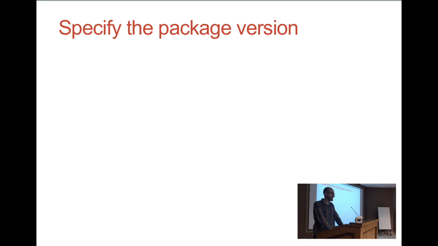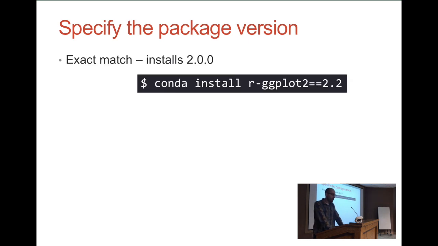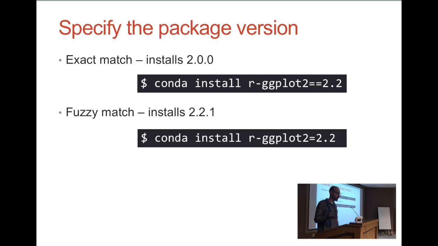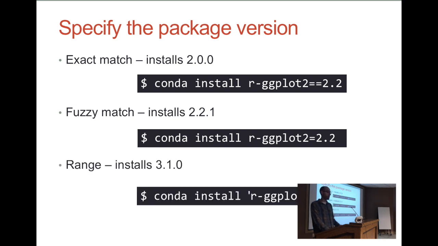Okay, and so you can do R-related complex package management. You can do an exact match. So if you say equals 2.2 for ggplot2, this is going to install 2.2.0. But you can also fuzzy match. If you just use one equal sign, it's going to install the latest patch version, so it's going to install 2.2.1. You can also do ranges. If you want it greater than or equal to that, it's going to install the latest version, which as of now is 3.1.0.